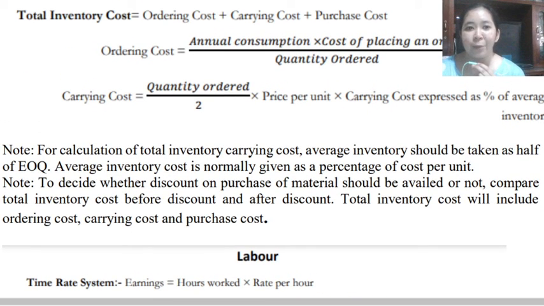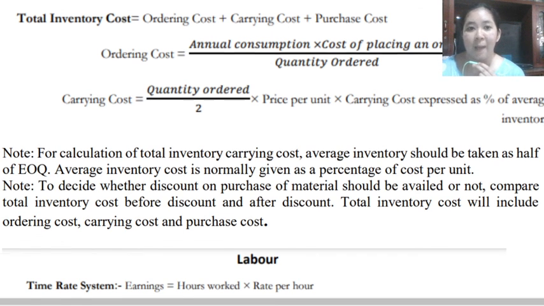Here is a note for calculation of total inventory carrying cost. Average inventory should be taken as half of EOQ. So aside from using the formula of average inventory, you can also divide your EOQ by two. Average inventory cost is normally given as a percentage of the cost per unit. So that is the normal setup.